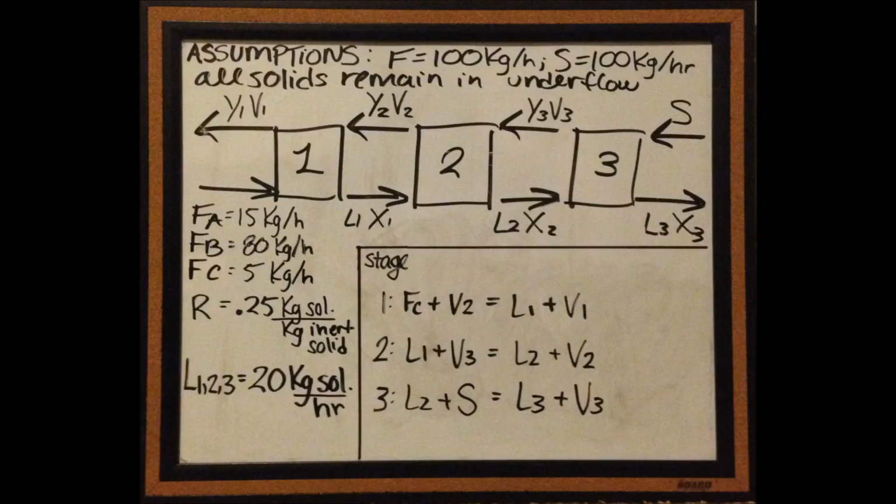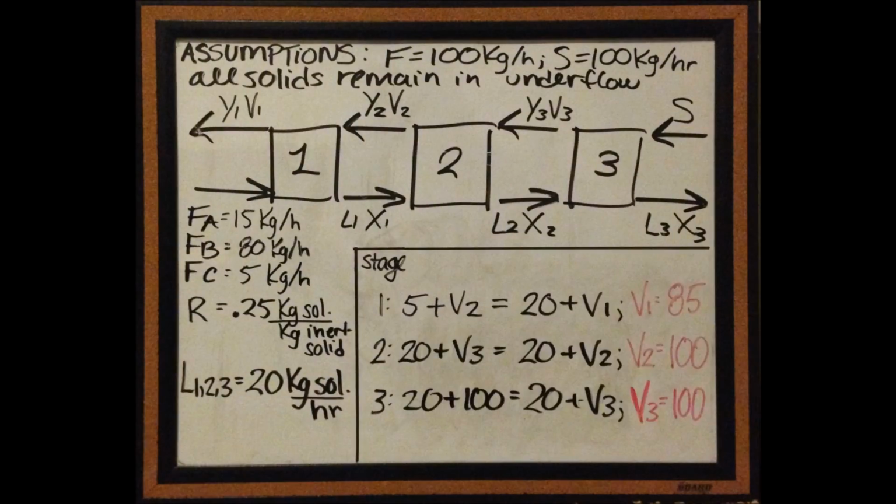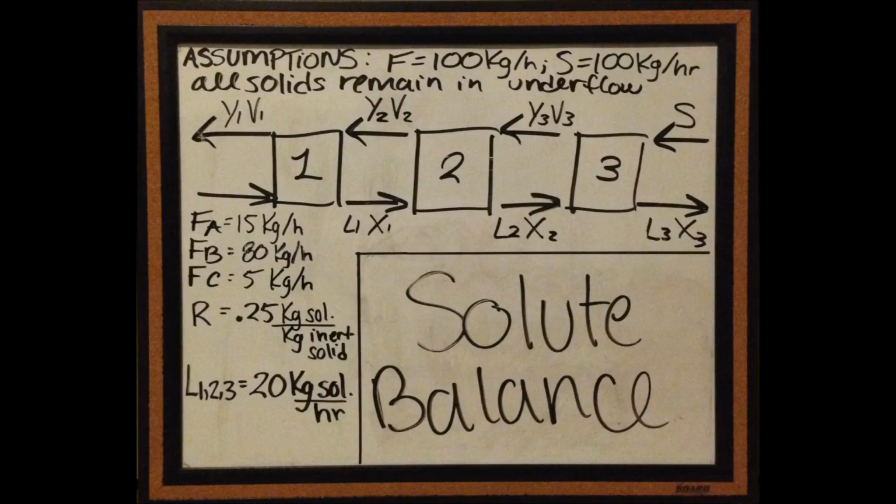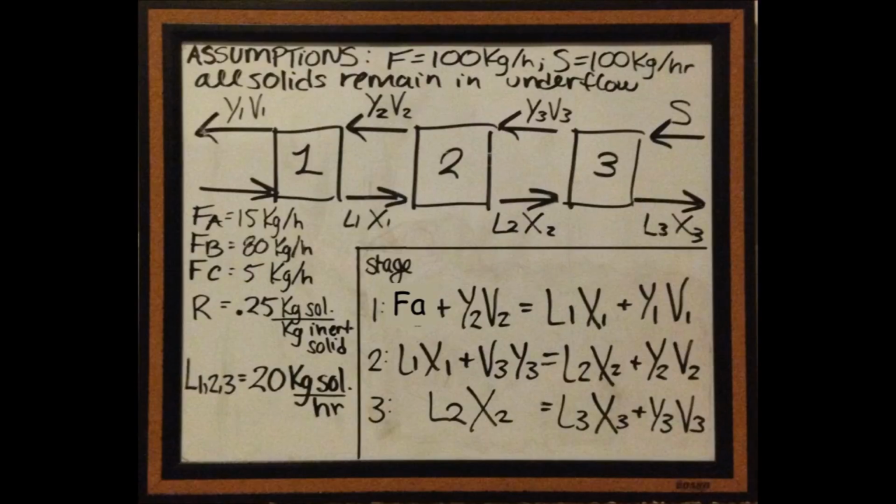I have assembled a series of 3 equations, one for each stage, which shows that what goes into the filter equals what comes out. By using basic algebra, you can easily solve for V3 first, then V2 and V1. Now that we have our flow rates, we can write the solute material balance. This consists of, again, 3 equations, one for each stage. These equations require a bit more effort to solve for the unknowns.